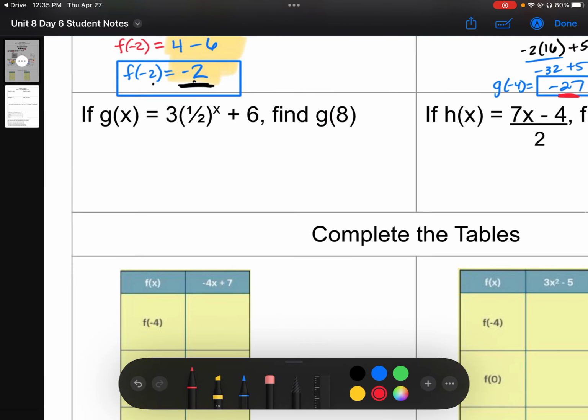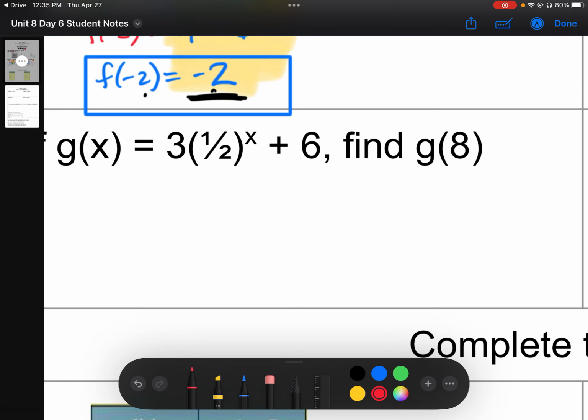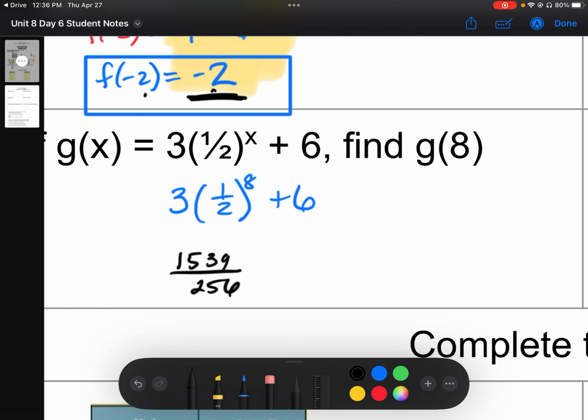Okay, next one. This is an exponential function. Let's plug in 8. So I have 3 times 1/2 to the power of 8 plus 6. So 3 parentheses 1/2 to the power of 8 plus 6. Ooh, this is a beautiful fraction. 1,539 over 256. If I hit the little arrow button to create a decimal, this would be 6.01. Either is acceptable.